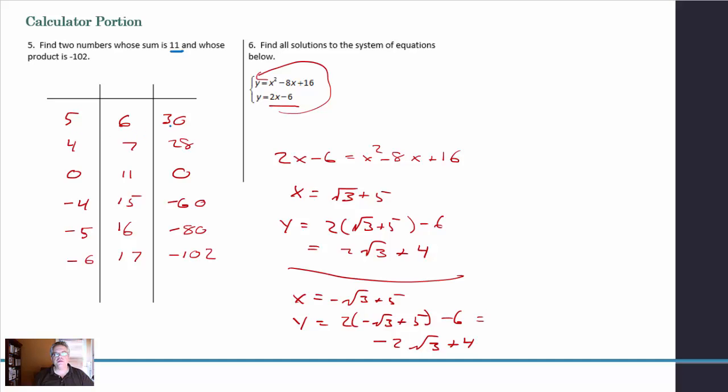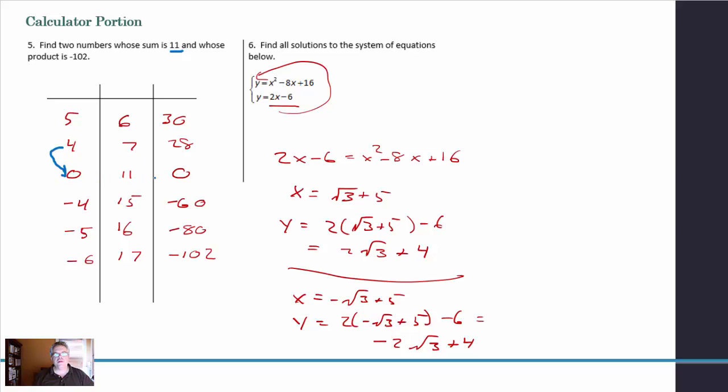5 times 6 is 30. Then I made the 5 go down by 1, and the 6 go up by 1. 4 and 7 still add up to 11, and the product's 28. Now, I'm a long way from minus 102, so I started skipping some. I skipped 4. So I subtracted 4 here, and I added 4 there.